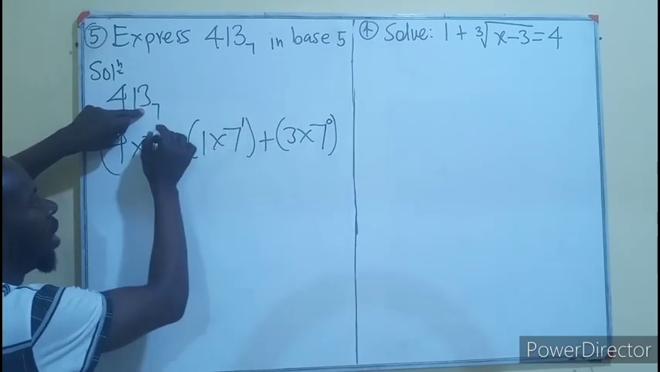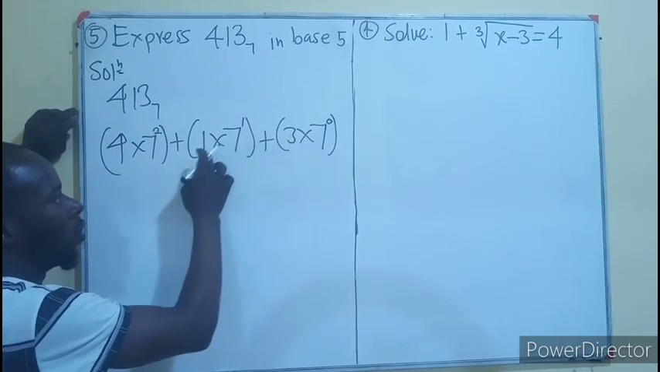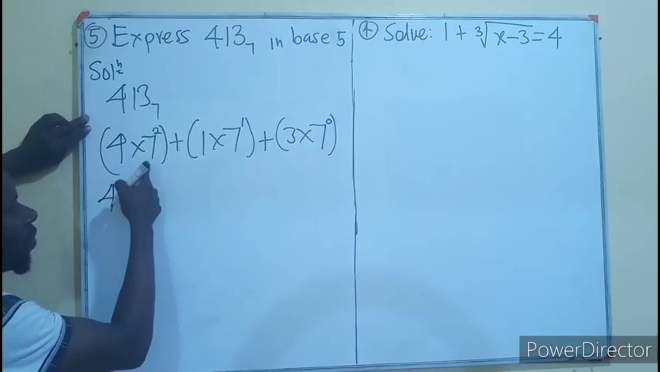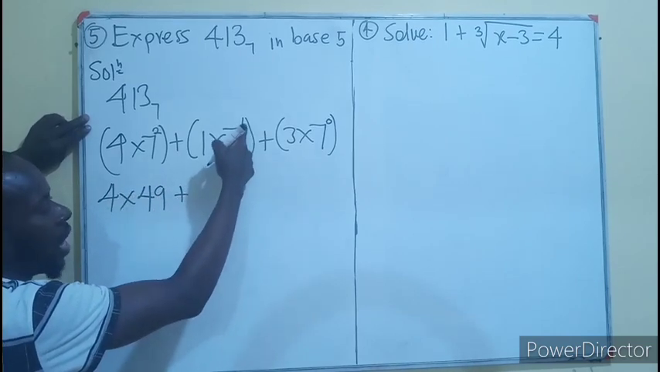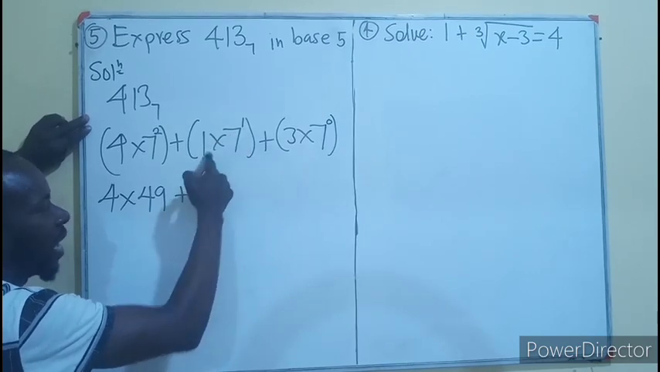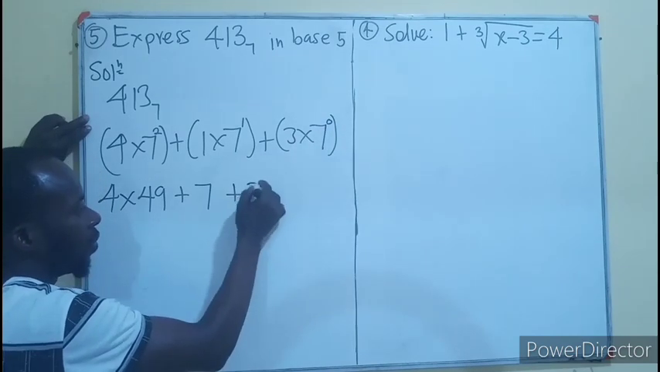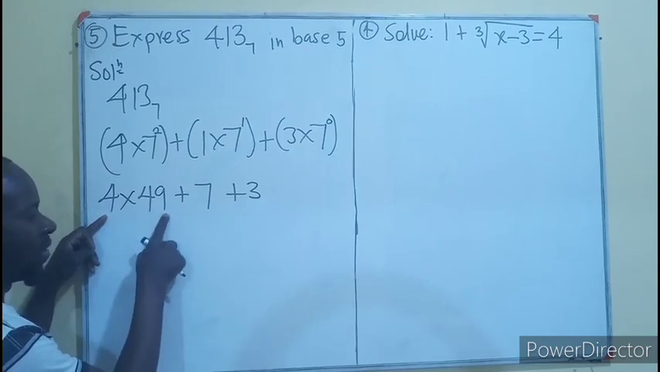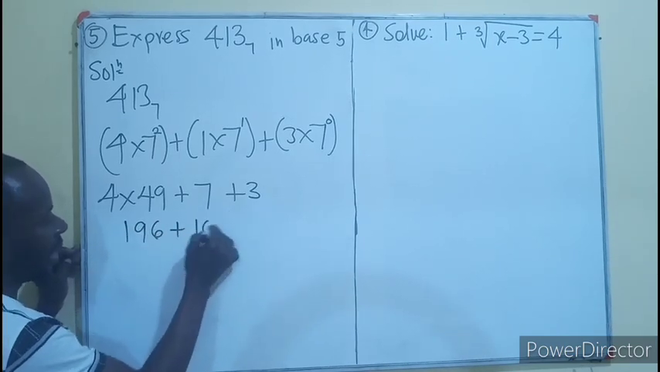So I'll have power of 2, 1, 0 on the base, but not on the number that is multiplying. So here I'll be having 4 times 7 squared, which is 49, plus 7 to the power 1 will be 7, times 1 will still be 7. 7 exponent 0 is 1. 1 times 3 will be 3. 4 times 49 will be 196. So we're having 196 plus 10.